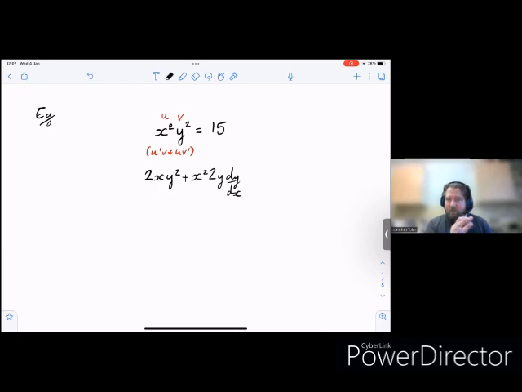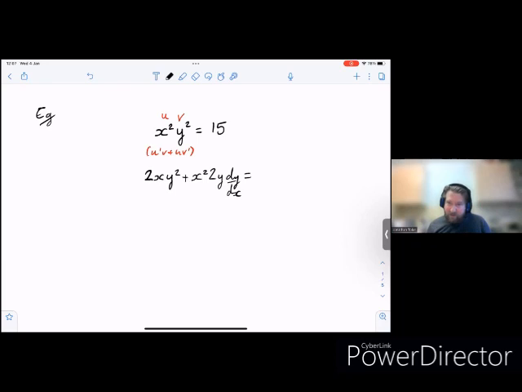Okay, it is a bit of a mess at the moment. I will need to rewrite that. We can't have that 2 there. And we must remember to continue differentiating. We've got to continue moving through this equation. We need to differentiate both sides of the equation.